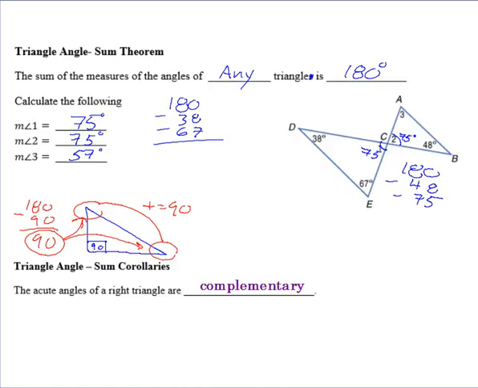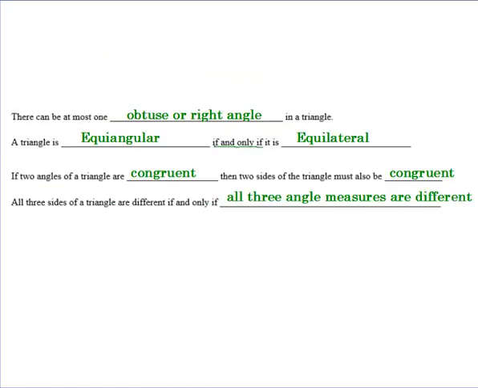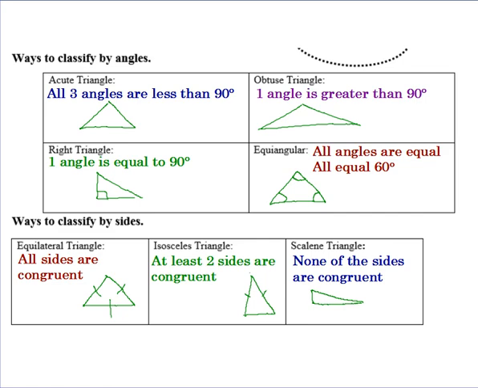One little factoid I want to point out, because this always gets confusing, is that the sides of a triangle do not equal 180 degrees. The angles do equal 180 degrees. That's a really big important part.